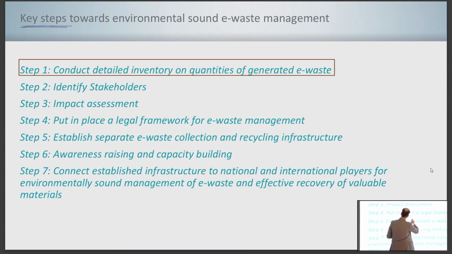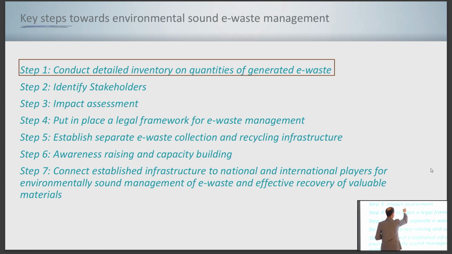I have defined 7 steps. It could have been a bit less or a bit more, and I think all of these steps are important. I also see them as a kind of radar. If 1 or 2 of them are missing, you may not get a functioning system. You need to do all of these steps if you want to improve the situation.